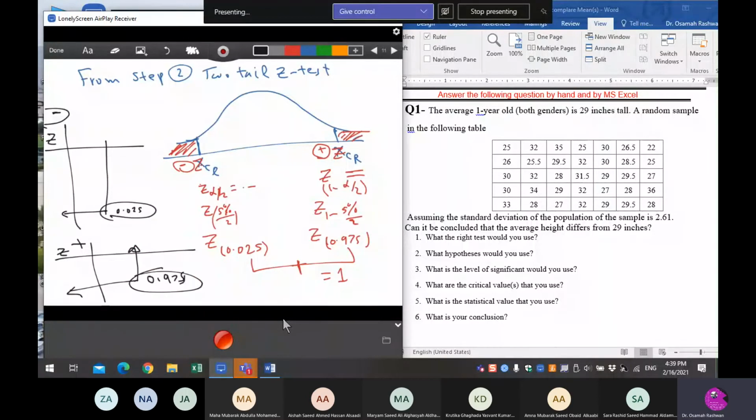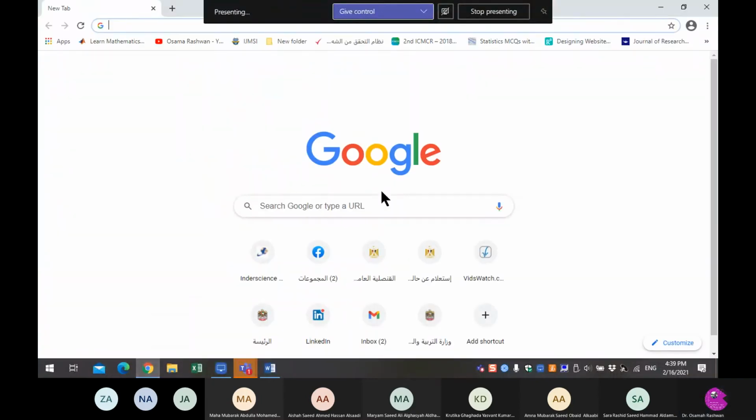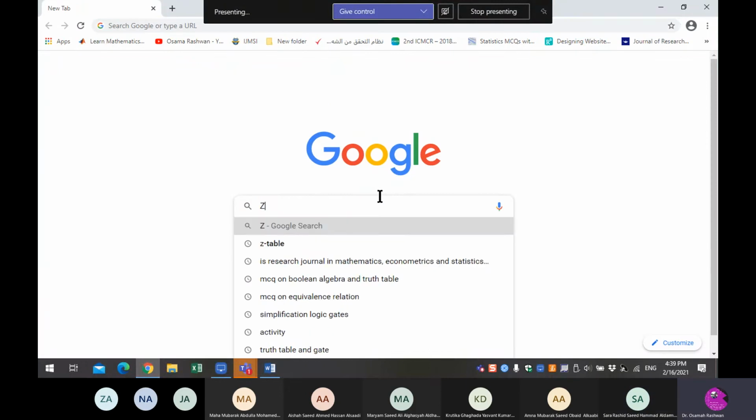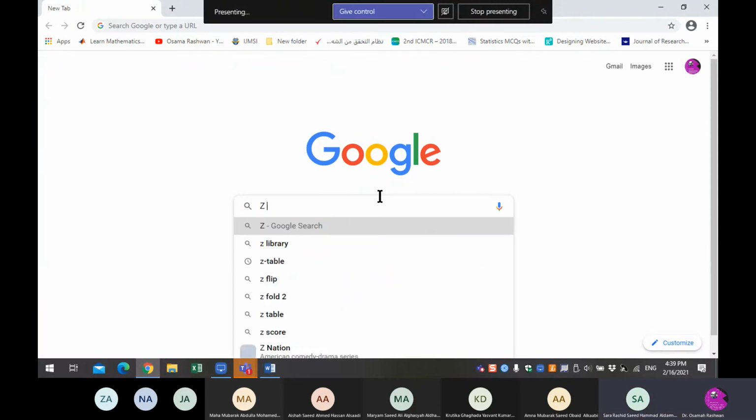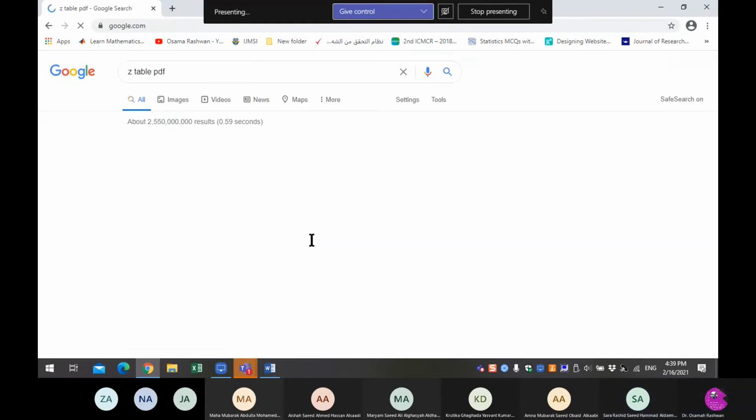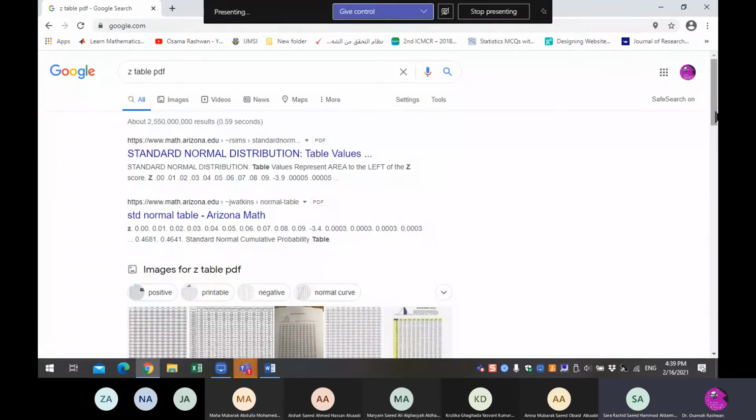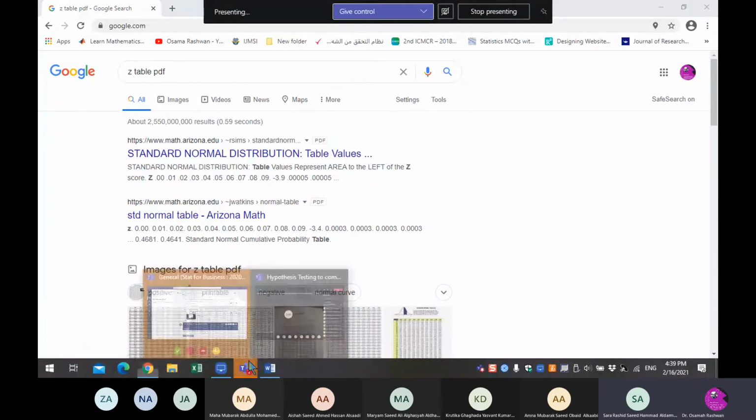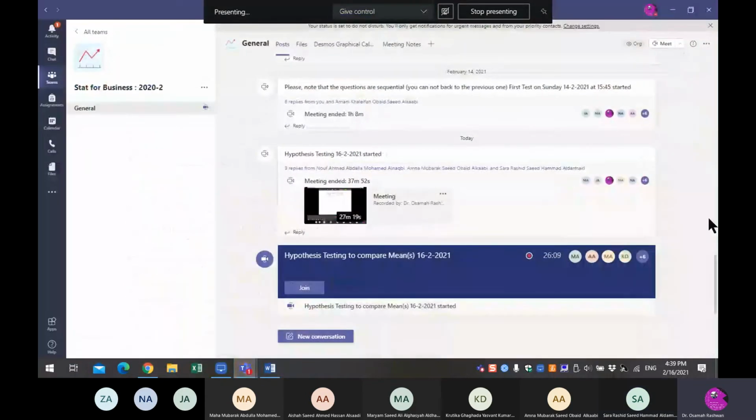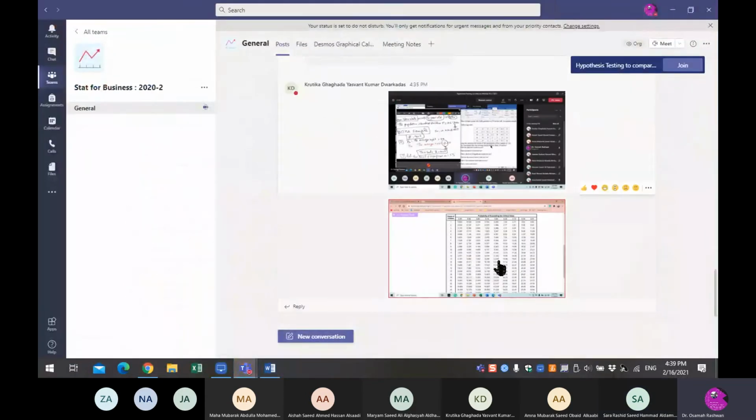Let's go and look for the Z table from Google. They send it in the chat? Okay, that's good. I'll go to the chat. Okay, thank you very much.